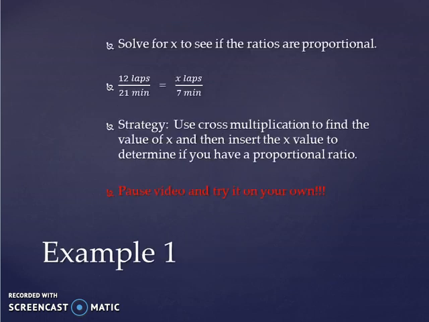Okay, so let's look at example 1. Solve for x to see if the ratios are proportional. So you've got 12 laps in 21 minutes is equal to x laps in 7 minutes. The strategy you're going to use here is cross multiplication to find the value of x, and then you're going to insert the x value that you calculate into the equation and determine if they are proportional or not. So go ahead and try it on your own. Pause the video.